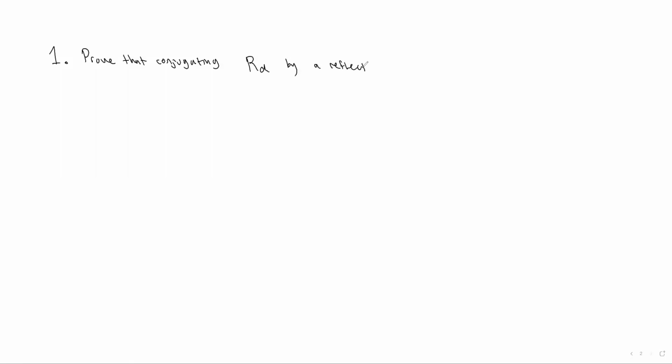So prove that conjugating R alpha by a reflection gives R negative alpha. And this is in O2. There's a bit of ambiguity, because if I just write R alpha, it could mean an element of the dihedral group. But only certain rotations are in the dihedral group. O2 contains all rotations and all reflections.